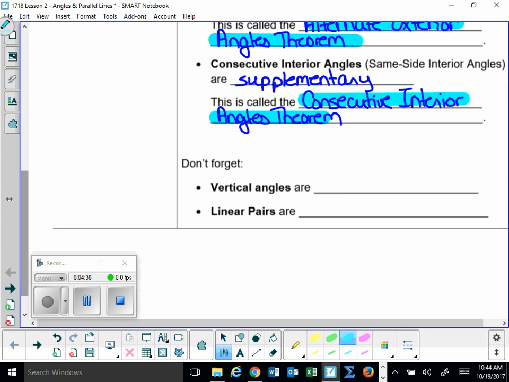Don't forget that your vertical angles are congruent and your linear pairs are supplementary. Right? Vertical angles are congruent because of the vertical angles theorem, and linear pairs are supplementary because of the linear pair postulate. You did note cards on both of those back in Unit 1. You might want to dig those out and put them in your stack to review.